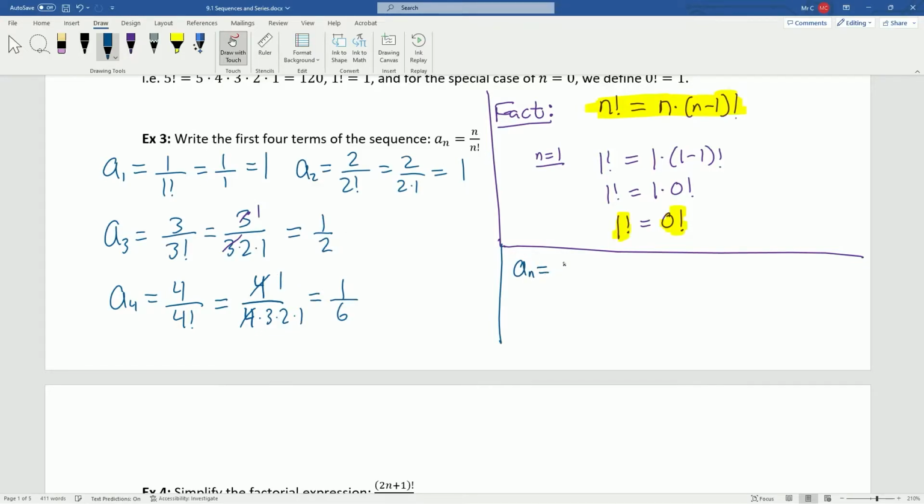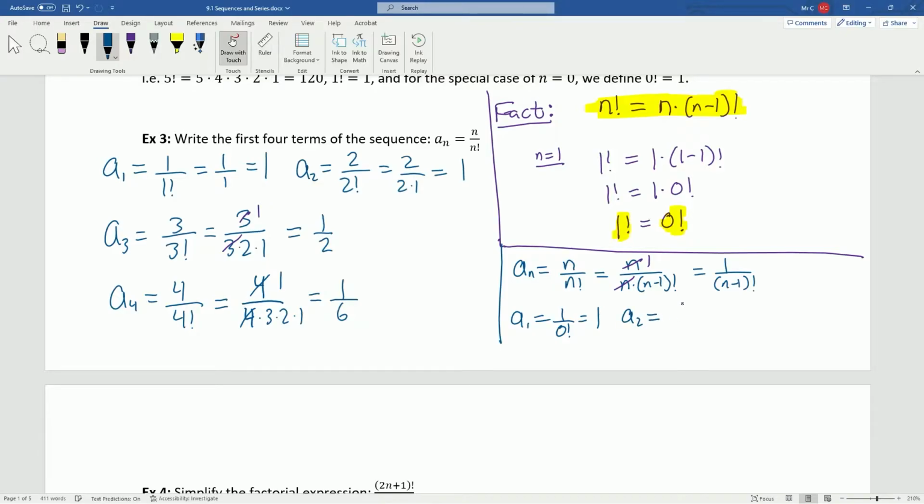We could have said, hey, a sub n is n over n factorial, but n factorial is n times n minus 1 factorial. N over n cancels and leaves me with 1 up top, so this simplifies to 1 over n minus 1 factorial. So now if I did the same problem with this, I'd have 1 over 0 factorial for a1, which is 1 over 1, that's 1.